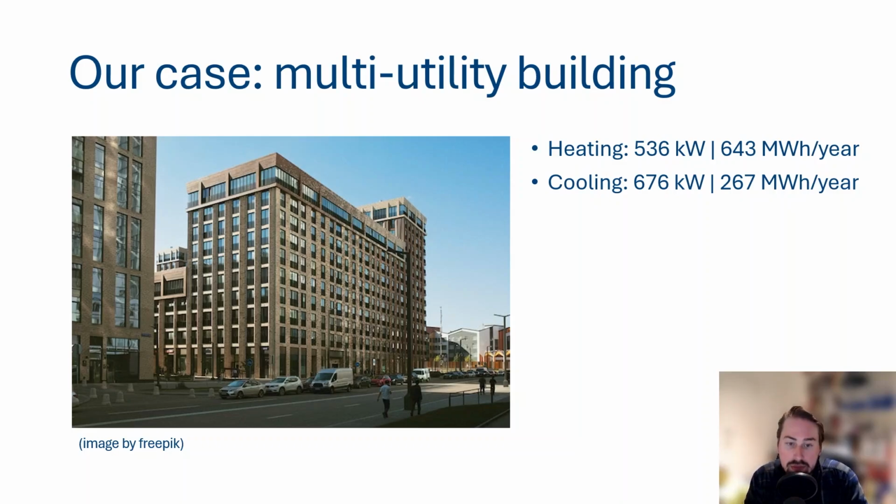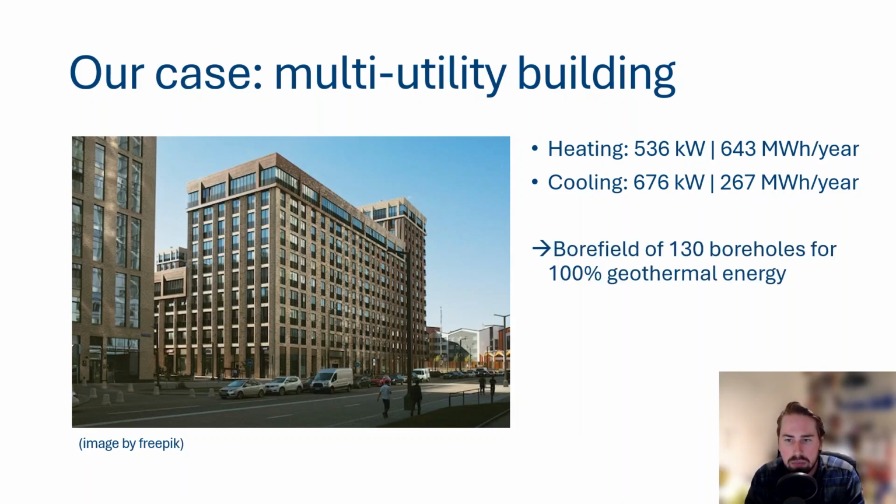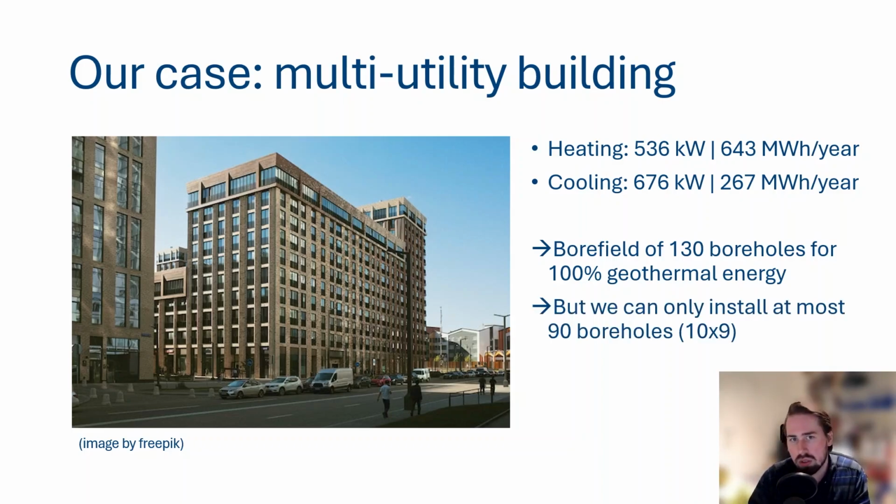And we know that if we want to heat and cool our building in a 100% geothermal energy way, that we would need 130 boreholes. But the problem is that in this case, there is only limited space and we can only drill 90 boreholes. So a 10 by 9 bore field. So the question is, how can we design a hybrid system which, together with this bore field, with this geothermal system, can heat and cool our building? And we can use GHEtool for that.